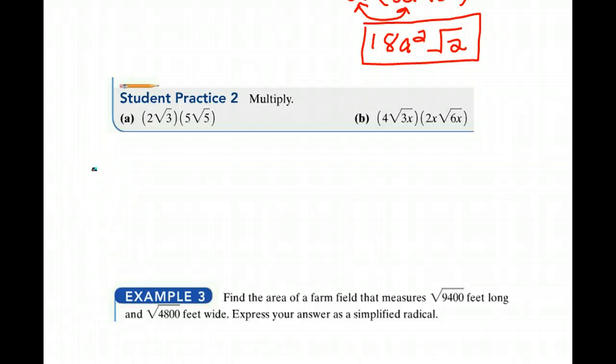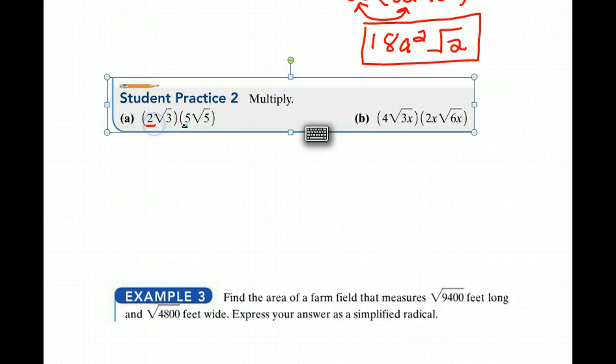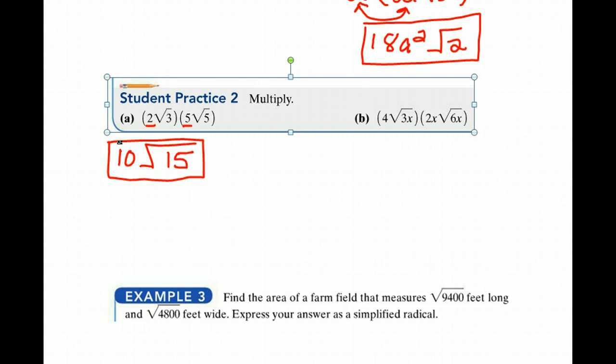Okay, by now you should have had an opportunity to complete examples A and B, and you should be ready to check your answers with me. For example A, you want to start by multiplying the coefficients of 2 and 5. 2 times 5 makes 10, and then we're going to move on to multiply our radicands. 3 times 5 makes 15. Underneath your radical, you always want to check to see if you can break that radicand into a factor that is a perfect square. 15 cannot be broken up, so you're simply going to leave your answer as 10 times root 15.